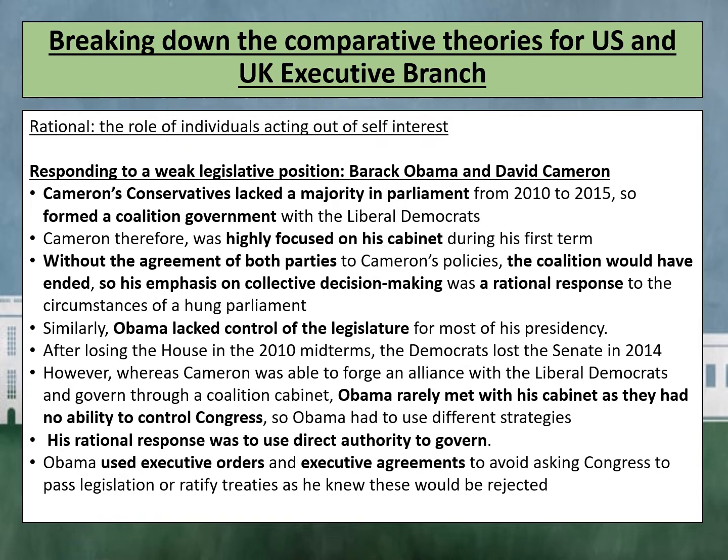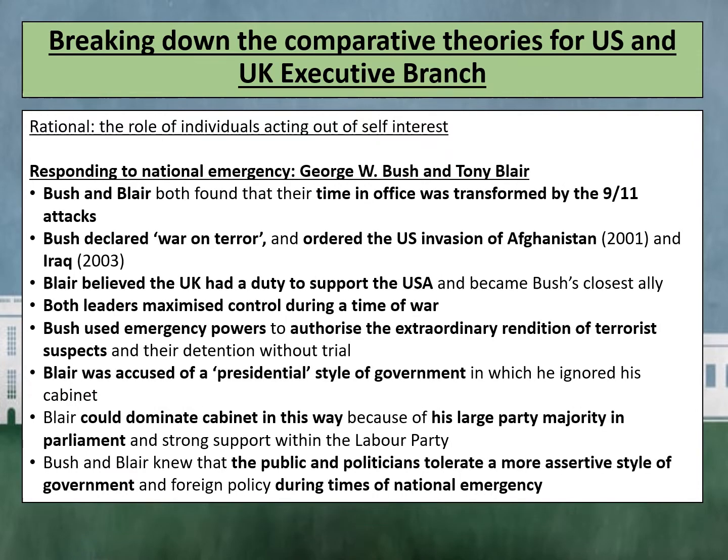Obama used executive orders and executive agreements to avoid asking Congress to pass legislation or ratify treaties, as he knew that these would be rejected as they were controlled by the opposite party.